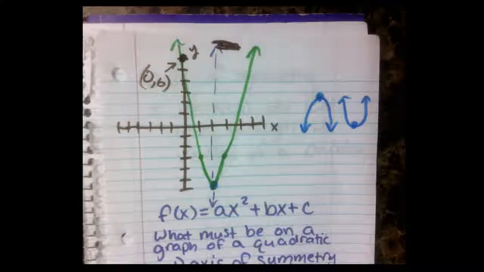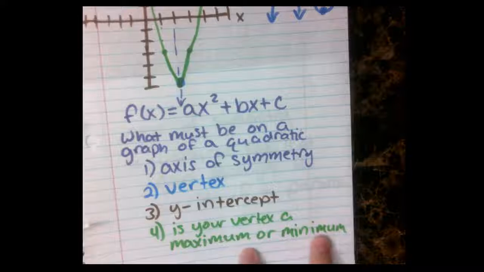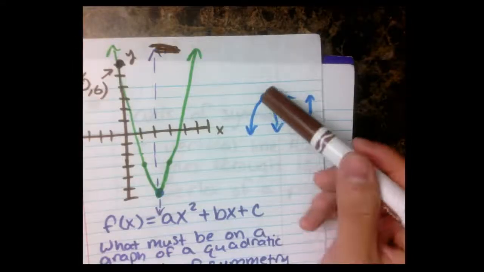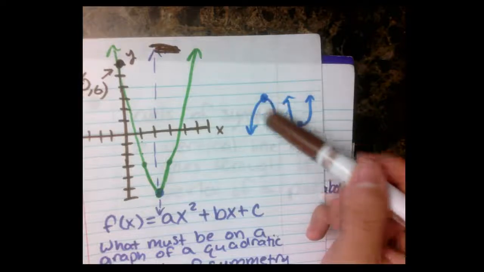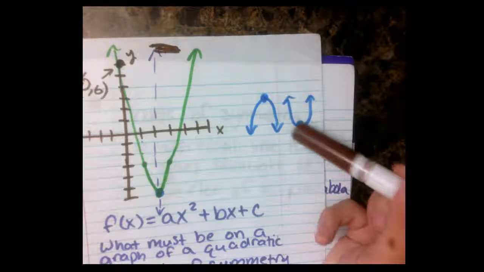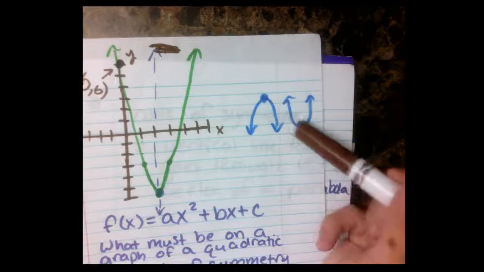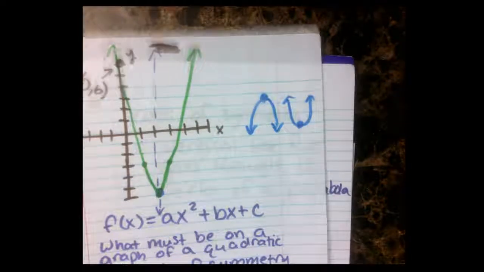Next thing is, let's go ahead and define the difference between a maximum and a minimum. Your last question is: is your vertex a maximum or a minimum? A maximum is when it is the highest point of your parabola. So if your parabola opens down, you have a maximum. If your parabola opens up, you have a minimum because it is at the bottom. Max means highest, minimum means lowest. So it's actually a pretty easy definition.